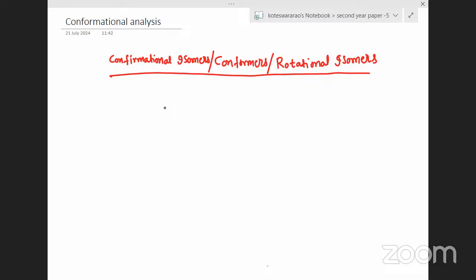Rotation of carbon-carbon bond, single bond, carbon-carbon. Or sometimes the single bonds involving one or more rotations of single bonds.